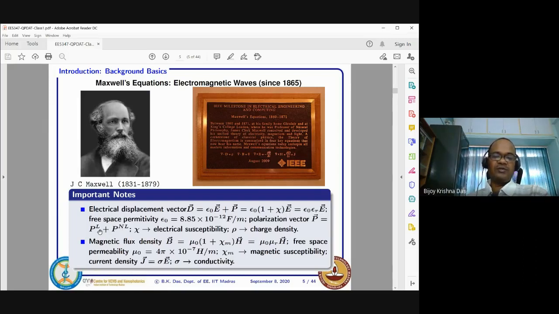So this is the thing. Whenever necessary, we will include this PNL. Otherwise, we can just ignore it for linear cases.